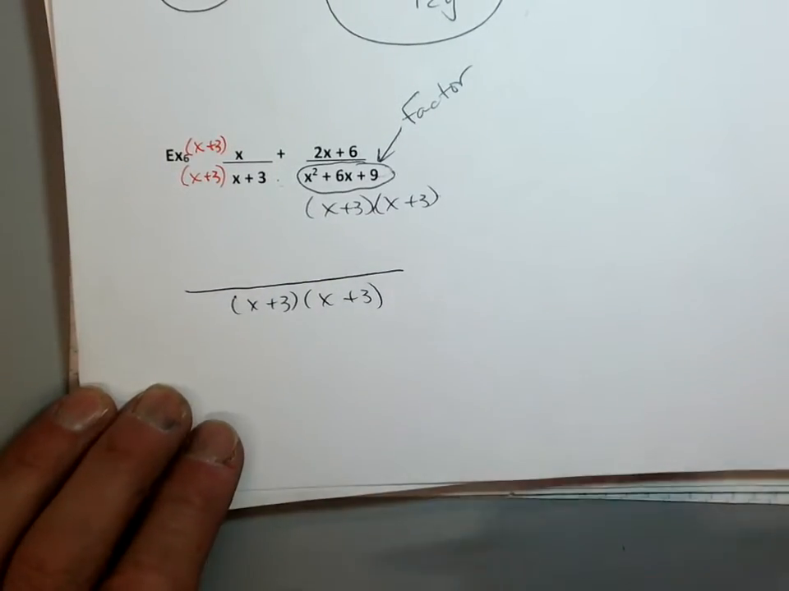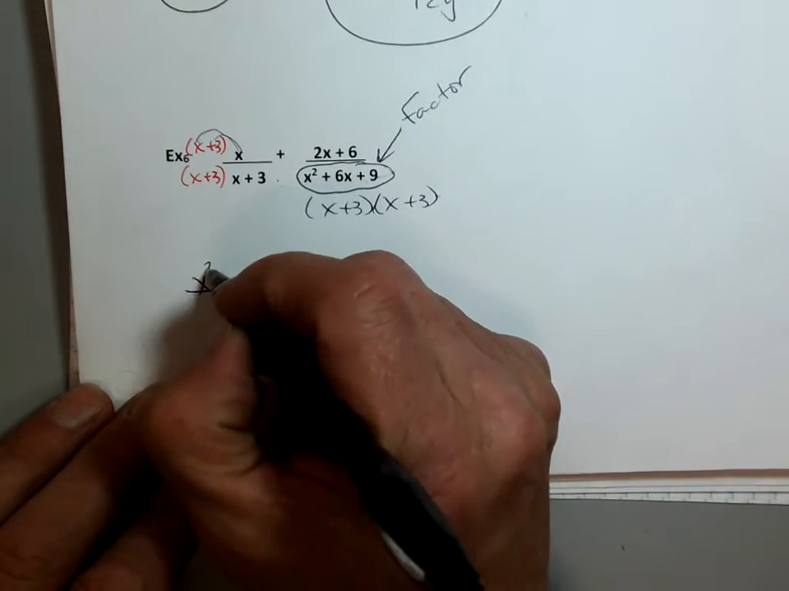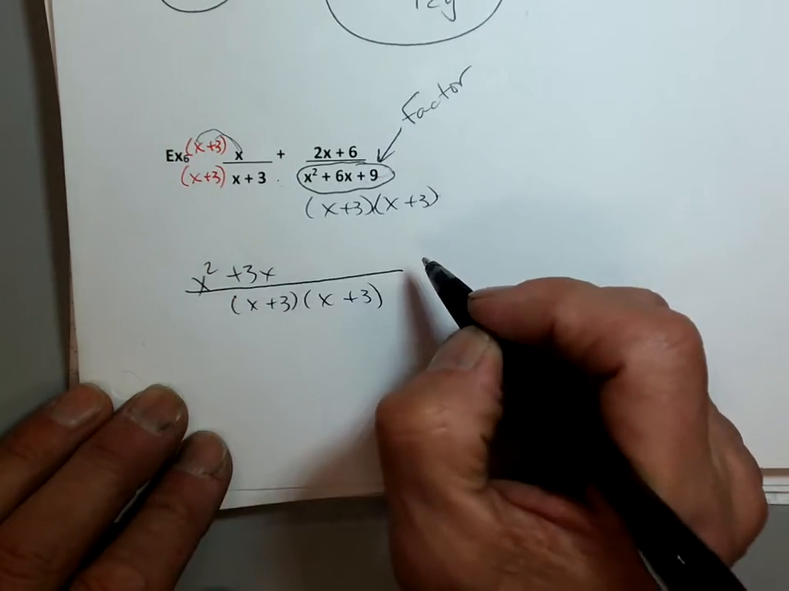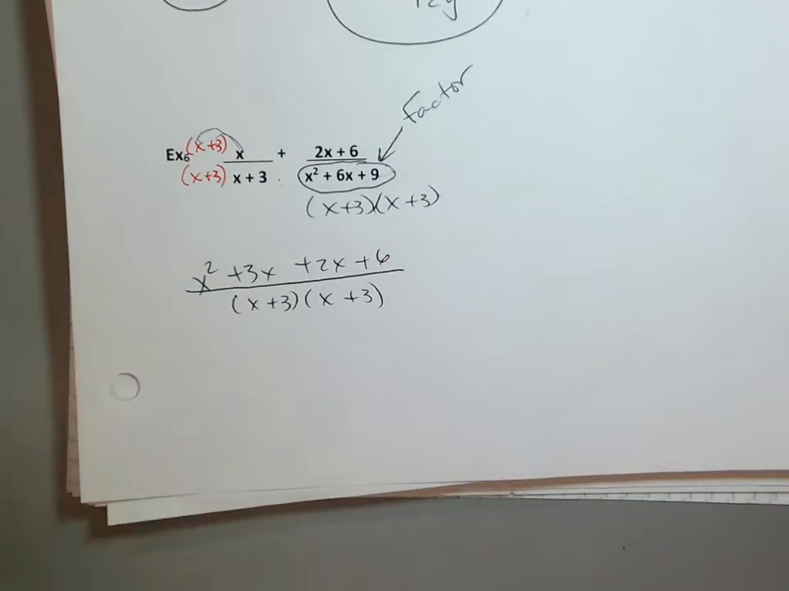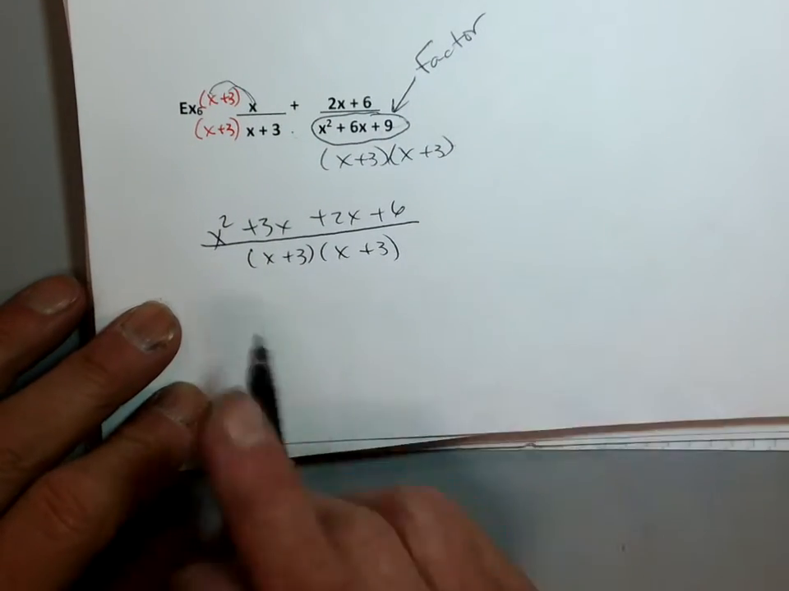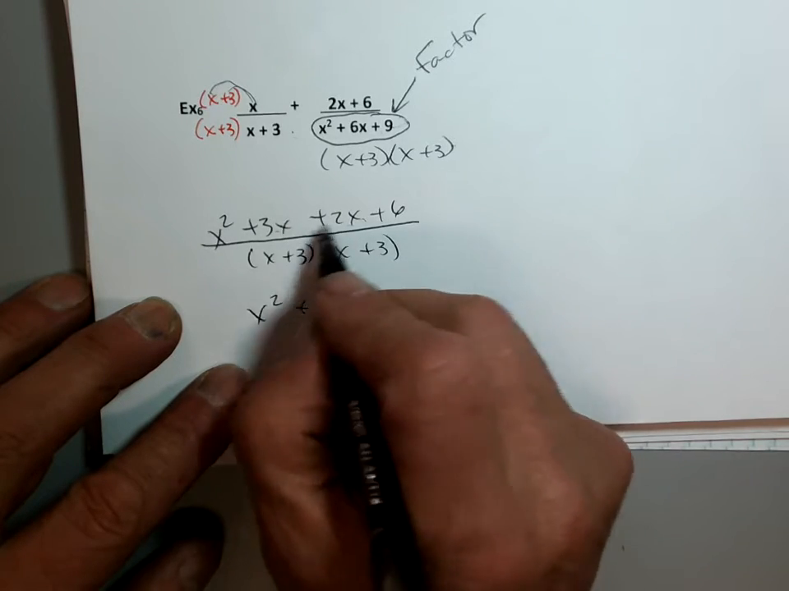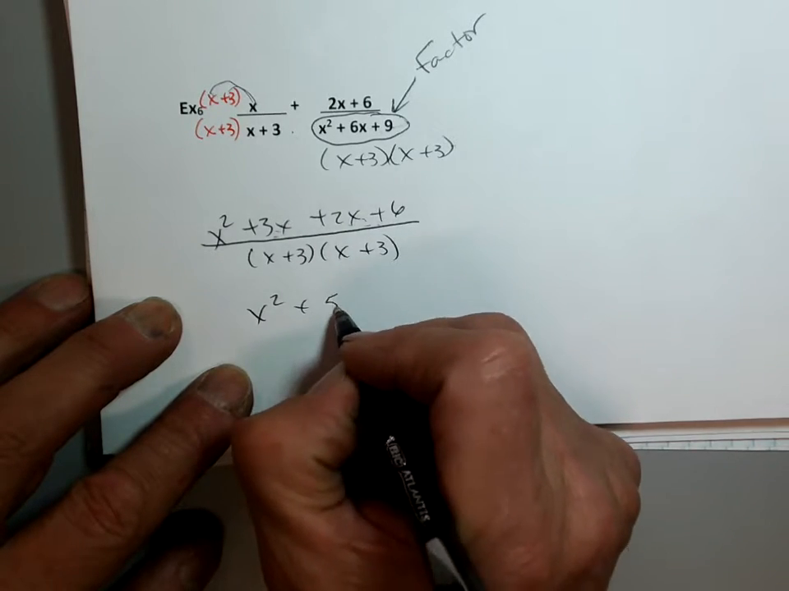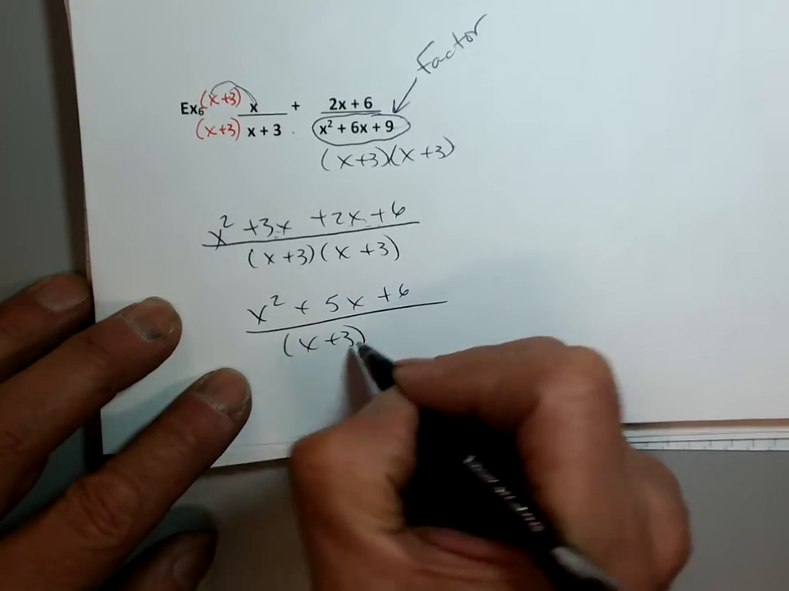Now to simplify the numerator, I'm going to distribute. I'm going to get an x squared plus a 3x plus a 2x plus 6, okay? So I've got my common denominator. I simplified my numerator, but I recognize I'm not done yet. So I can go ahead and take it one more step: x squared plus, because I can add the 3x and the 2x, plus a 5x plus a 6 over an x plus 3 times an x plus 3.